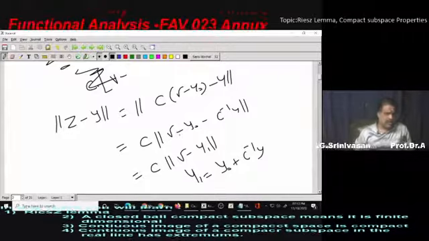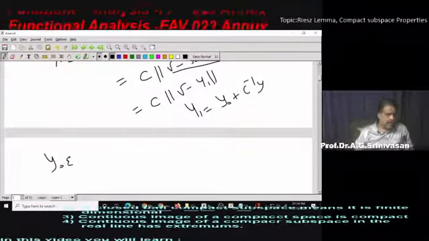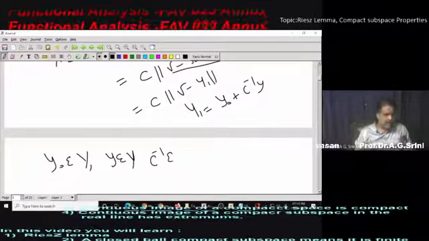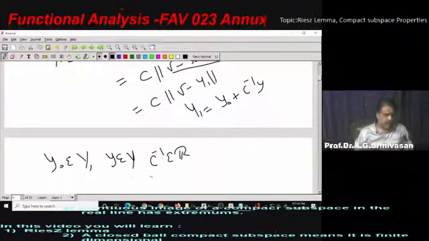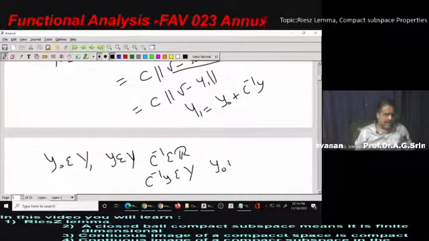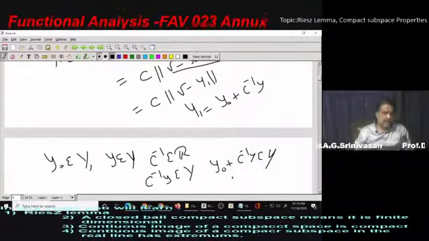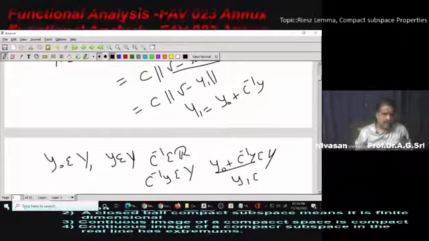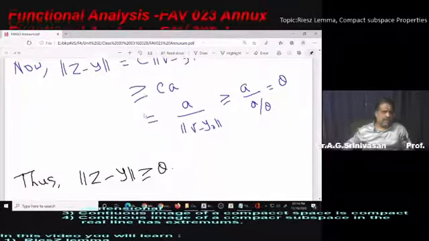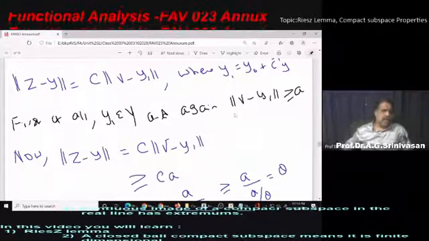So what is V minus Y1? What is interesting is that Y naught is from Y by definition. Y naught is certainly in Y. C inverse is a real number because C is positive. Therefore, scalar times Y is also in Y. Therefore, by vector addition, Y naught plus C inverse Y belongs to Y. Therefore, Y1, which is equal to this, belongs to Y. That's an observation we make. So we observe that Y1 belongs to Y.